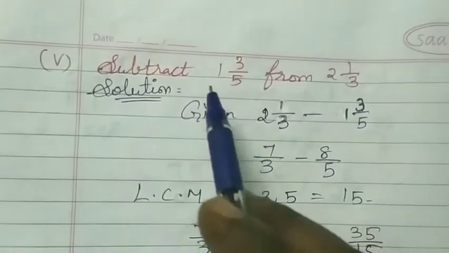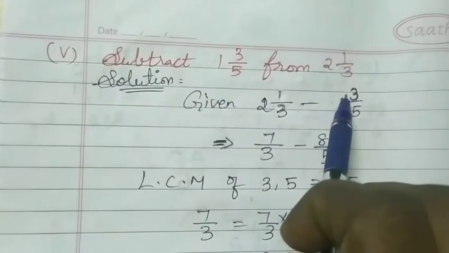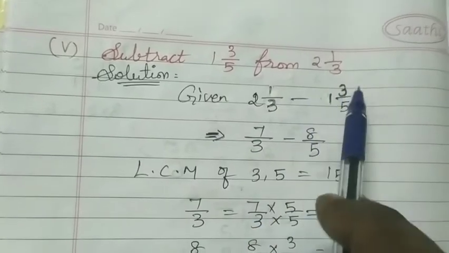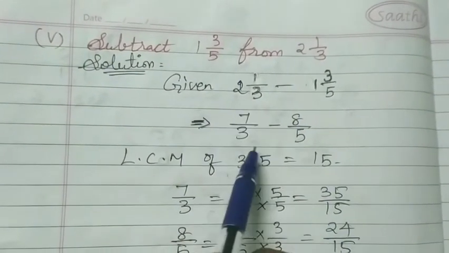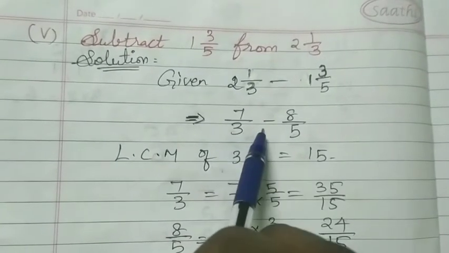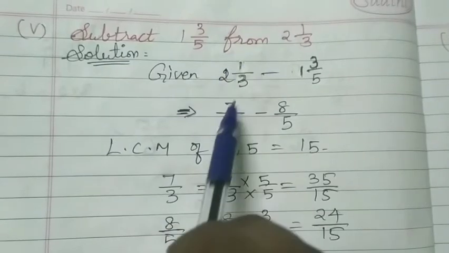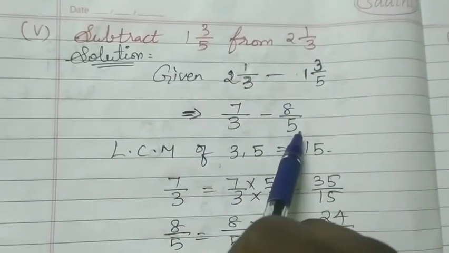Now come to the fifth question. Subtract 1 3 by 5 from 2 1 by 3. So the given numbers are 2 1 by 3 minus 1 3 by 5. First we need to change the mixed fractions into improper fractions: 7 by 3 minus 8 by 5. How can we change this? 2 3s are 6, 6 plus 1 is 7 by 3. Minus 1 5 is 5, 5 plus 3 is 8 by 5.